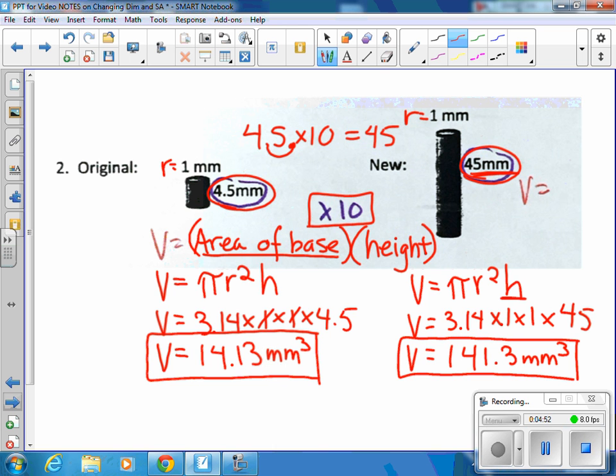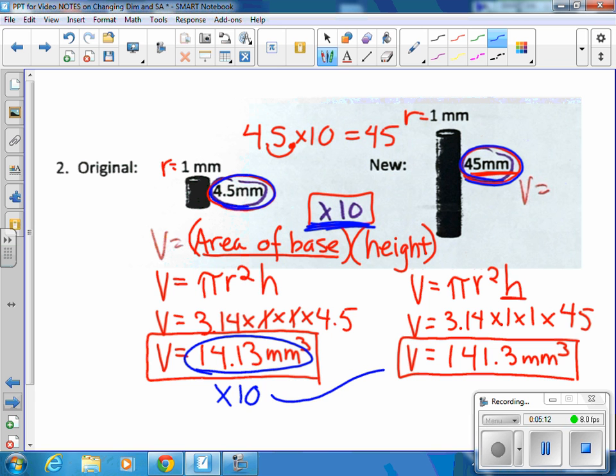Okay, so we actually already looked and saw that our height here was 4.5. We said if we times it by 10, we wind up with the 45 millimeters here. Does that hold true for our volume? If I have this number here and I times it by 10, do I get this volume here? And I do, because again, just moving the decimal one place to the right gives me the 141.3. Okay, so we're liking this.